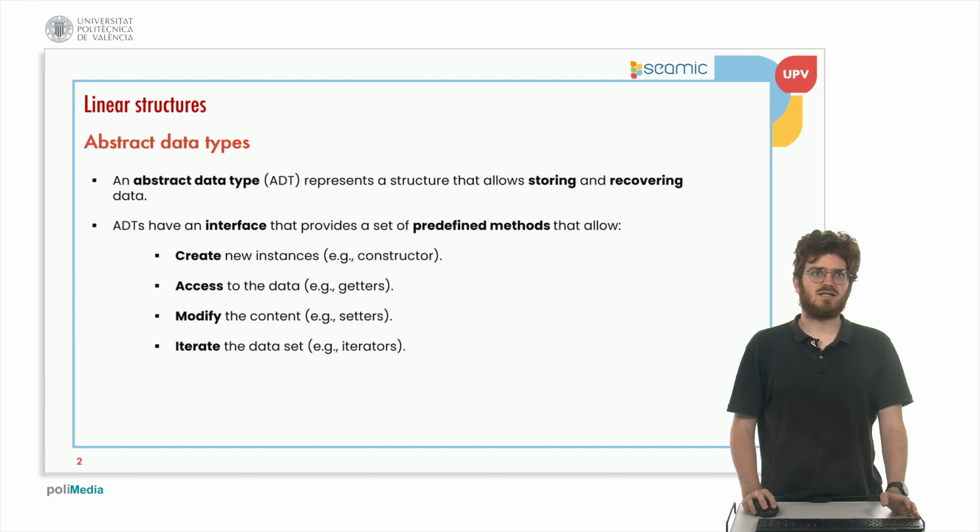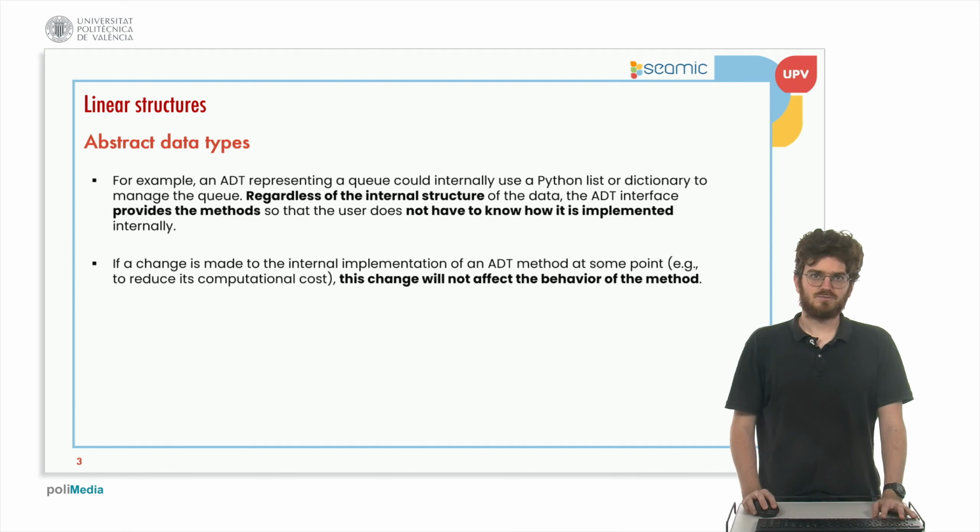Every data structure has a similar interface with predefined methods. So we can create the data structure with the constructor, we can access the data and modify it with getters and setters, and finally we can iterate through the data. That is, go through every element inside the data structure and apply some operation to it, or maybe just print it.